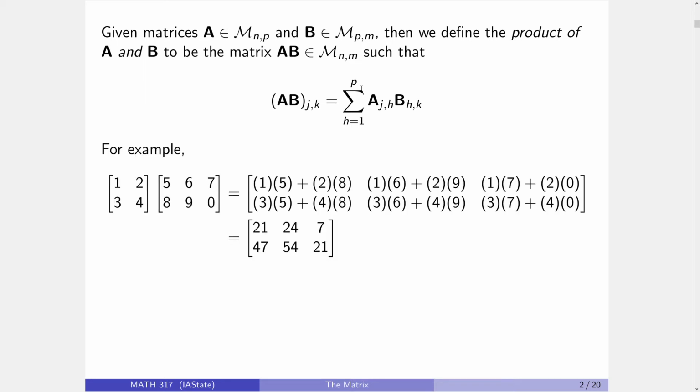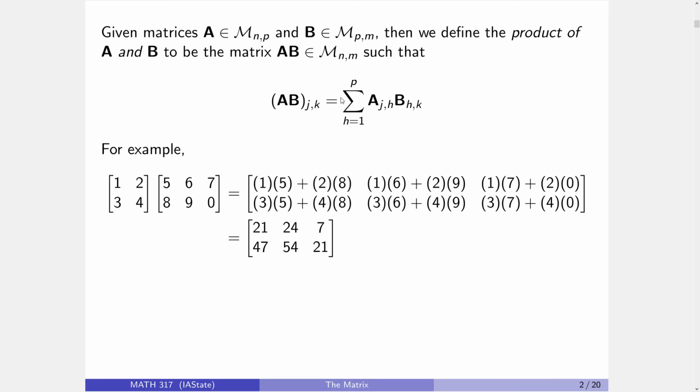Alright, well, let's actually write out an example. Okay, so here I have the matrix 1, 2, 3, 4, a 2 by 2, multiplying the matrix 5, 6, 7, 8, 9, 0, which is a 2 by 3. So dimensions of the matrices are lining up. And, hey, what's the 1, 1 entry going to be? Well, it's 21, but how did I compute that? I computed it like this, and how did I do that?